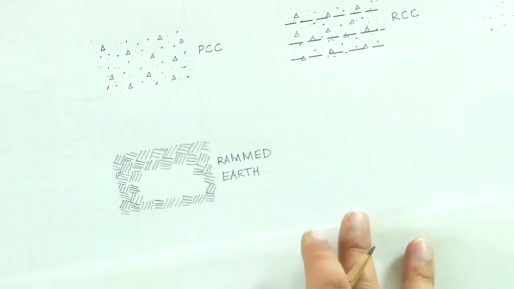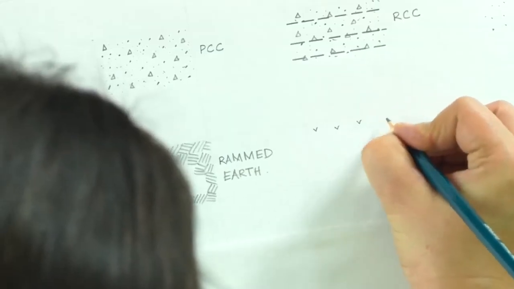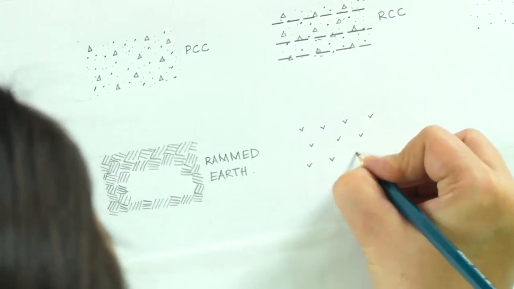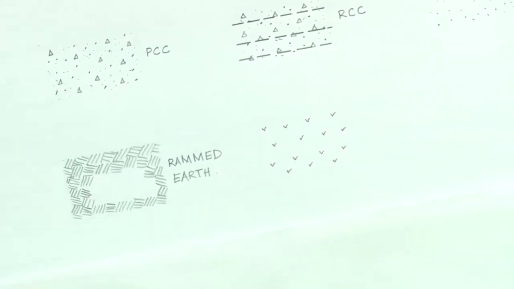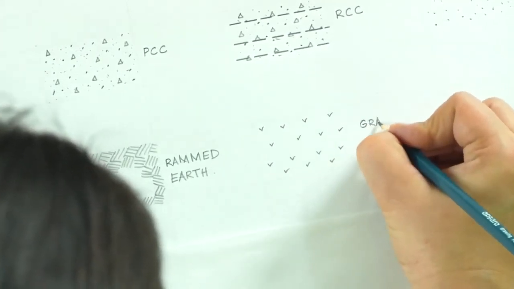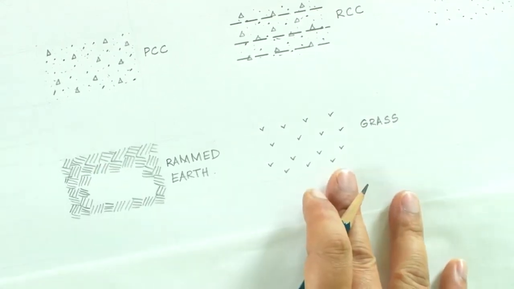Suppose you have grass, there is a grass lawn. Whenever you are designing, suppose you say that there is just a grass lawn. All that you do is make small V-like marks and fill that area up. This is for a grass lawn or just grass, which will be represented like this.